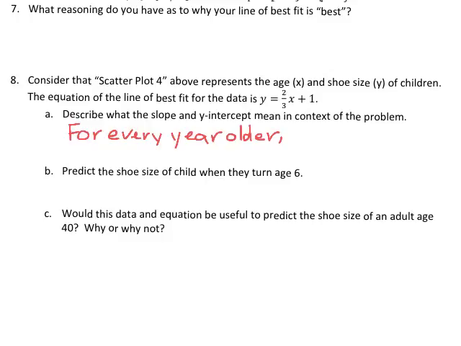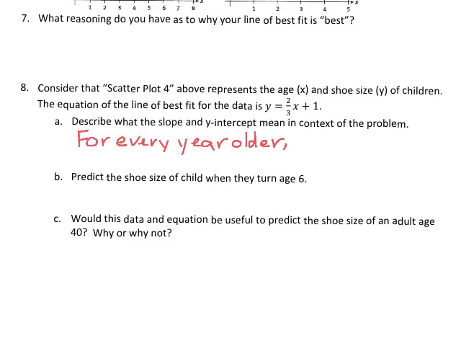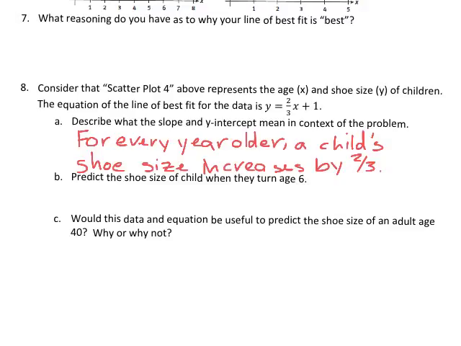For every year older, a child's shoe size increases by 2/3. Okay? So for every X, Y happens, right? For every X, Y happens based on the slope.